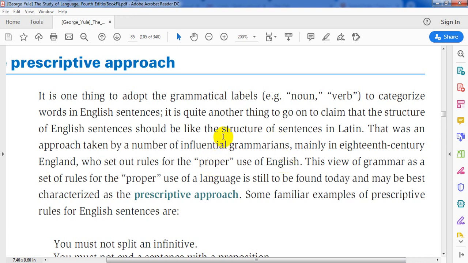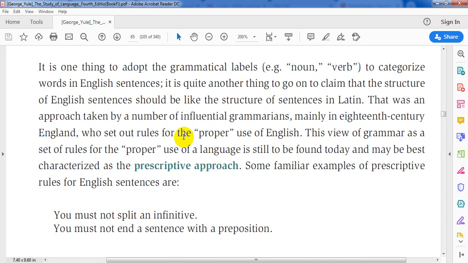if they want their speech to be appropriate, or if they want to produce well-formed grammatical sentences in English. So we have a set of rules, and those learners or speakers should follow those rules. This is what's meant by prescriptive, which means a command, or you must. They oblige people to follow those rules.